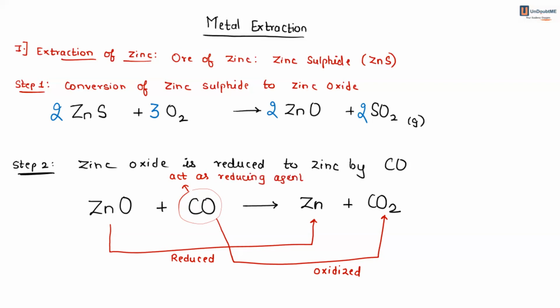So understand the concept of reducing and oxidizing agent. See, an agent is the one which itself gets oxidized, but does the work for the other. Like let's say CO is acting as a reducing agent. So it is that agent which will reduce another substance, but itself gets oxidized. So the substance which itself undergoes oxidation will act as a reducing agent, and the substance which itself undergoes reduction will act as an oxidizing agent.